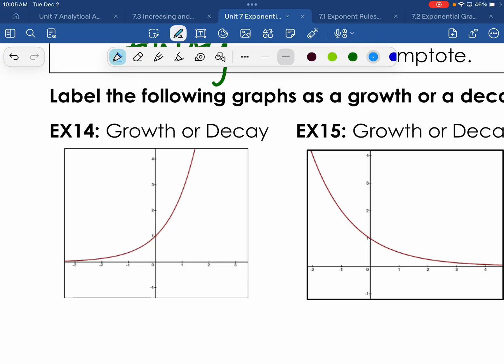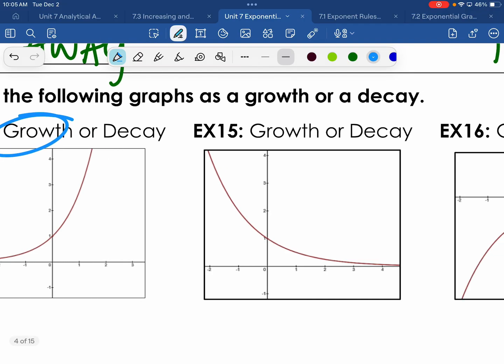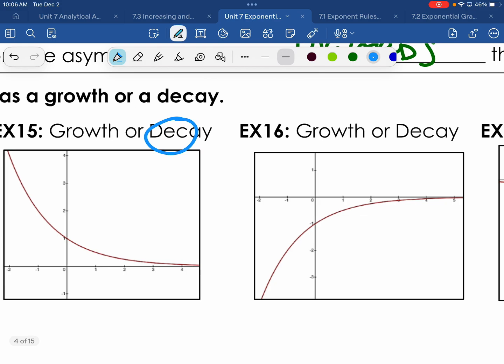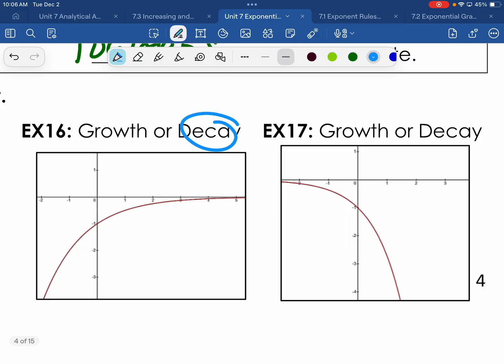All right, so on 14, is this guy a growth or a decay? Growth. What about on 15? Decay. What about on 16? Decay. It's underneath because it got reflected, but if you go from left to right, it's going towards your asymptote, so it is a decay. What about 17? Growth. Also got reflected, but from left to right, it is moving away from the asymptote, so it is a growth. It is growing negatively, but it's still a growth. Does that make sense?